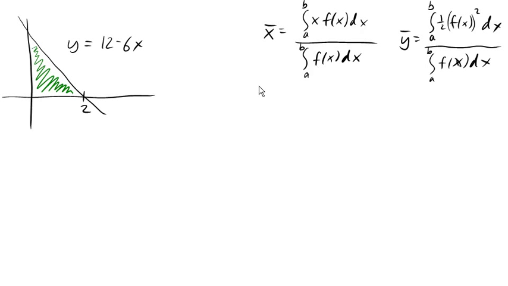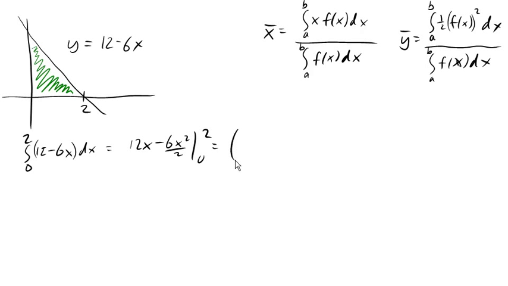Now you notice in both cases, both the x and y center of mass involve the area of the region, which when multiplied by density would give the total mass. And so here, let's start with that. The integral from 0 to 2 of our function will be, let's see, so we got 12x minus 6x squared over 2 evaluated from 0 to 2. So we got 12 times 2 minus, let's say that's 3x squared, so 3 times 2 squared minus, sticking in 0, we're going to get 0 and 0. And so it looks like we got 24 minus 4 squared times 3 is 12. So it looks like we got 12 as the area of this region.